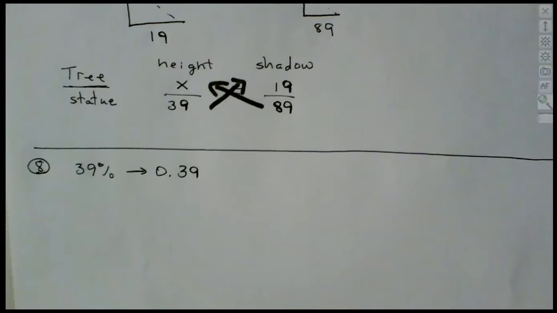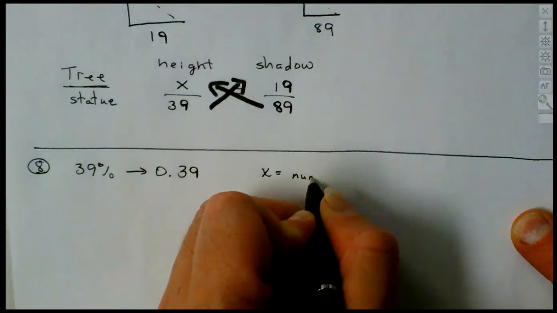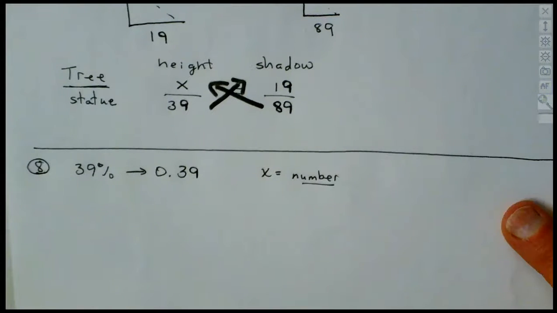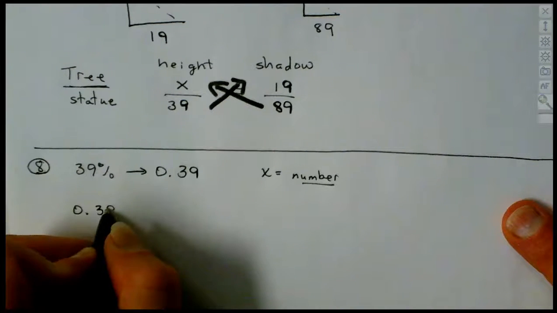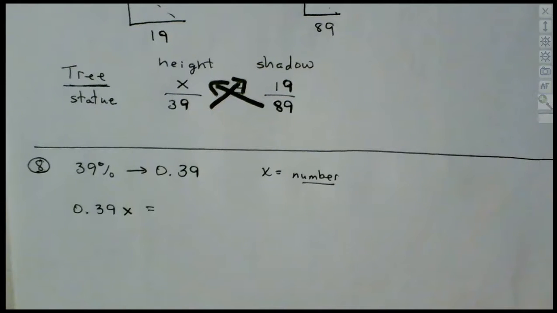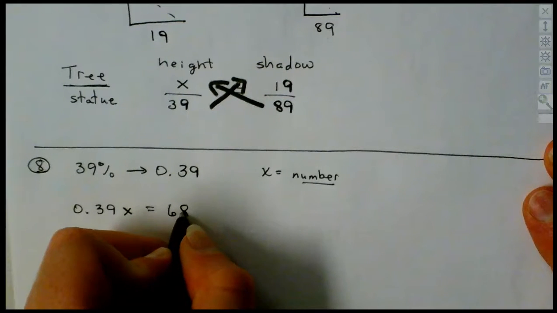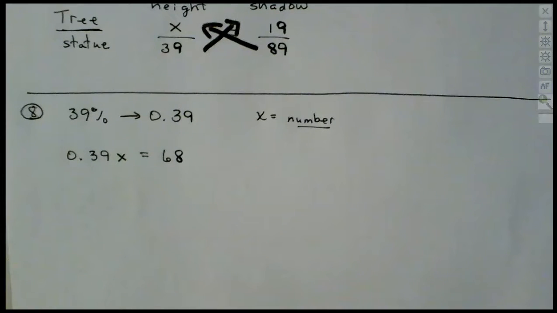Now, we don't know our number, so x is going to be the number. Okay, so x is going to be our number. "Is" means equals, so we've got 0.39. We're going to have to multiply that by our number, x, and that is going to give us 68. And it should be a larger number. You could also do this by dividing, but this is how we actually set up an equation. And your answer should be bigger, because 39% of some number is 68. That means that number is going to be larger than your 68.